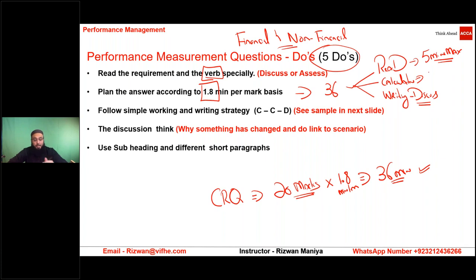Maximum 9 minutes for the calculation you have to spend. Okay? 5 for the reading, 9 minutes maximum for the calculation. Now, if you save time either in reading or in calculation, that's a bonus for you, right? So that makes 14 altogether.